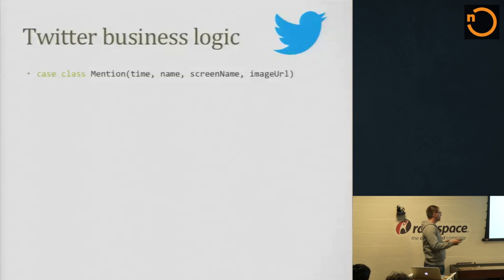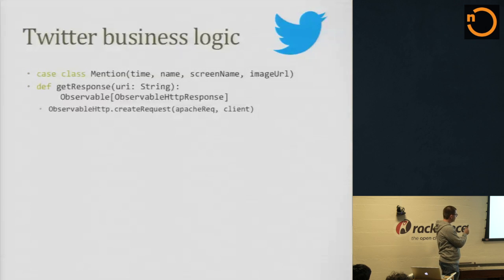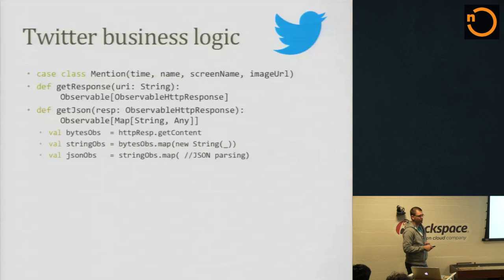So here's the actual code. I'm defining a case class. I obviously left off all the types here, because you can probably guess what they are. And these are going to be the methods. I'm not showing the whole implementation, but if I want to get a response out, I define a method that takes a URI and returns an observable of an observable HTTP response. And observable HTTP is one of the objects available in our contrib module.